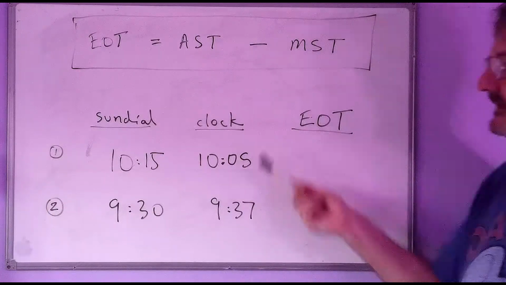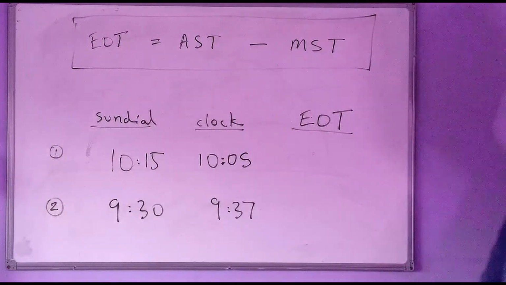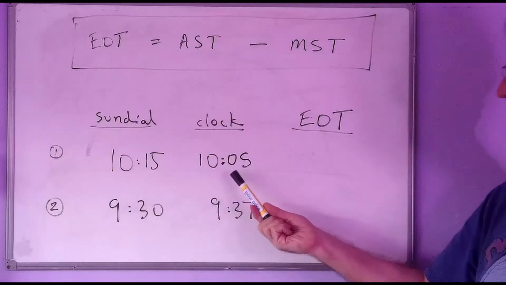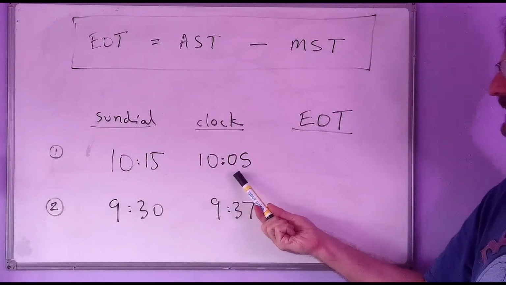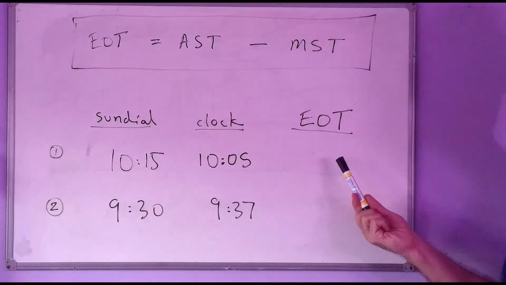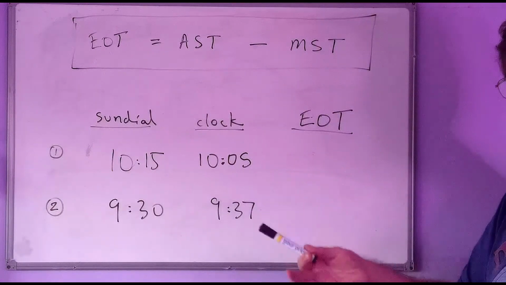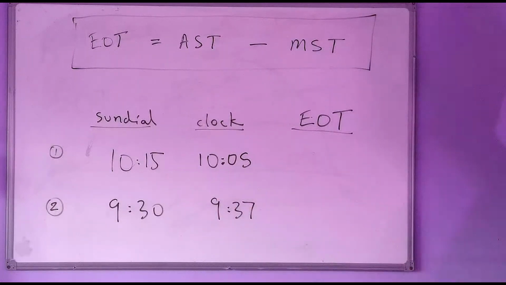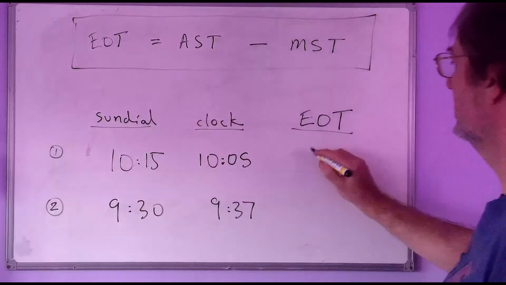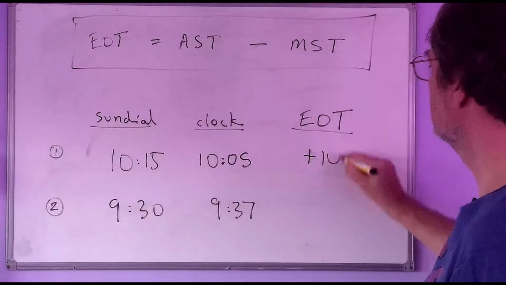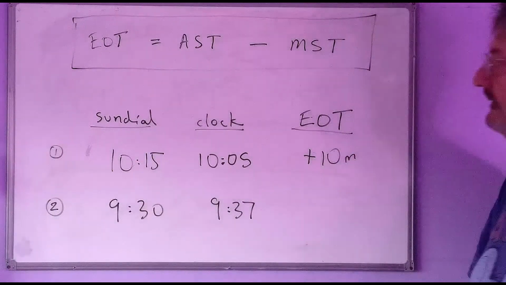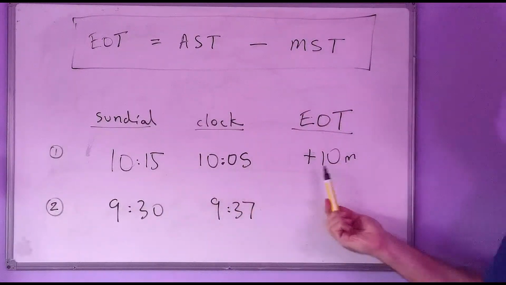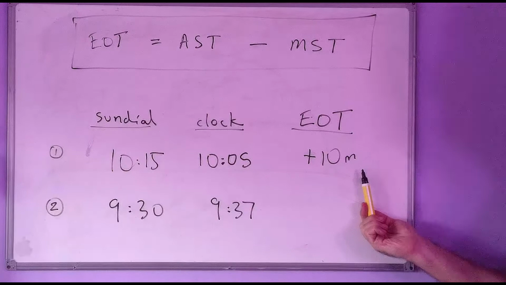Let's look at a couple of examples quickly. If my sundial says it's 10:15 and my clock says it's 10:05, then the equation of time is, okay, well, the sundial is 10 minutes ahead of the clock, so plus 10 minutes. Okay, the apparent solar time minus the mean solar time is plus 10 minutes.